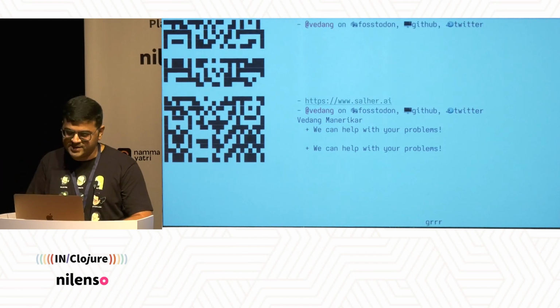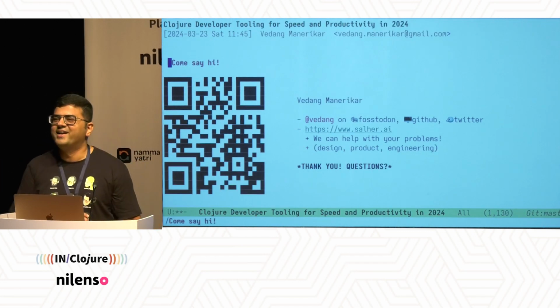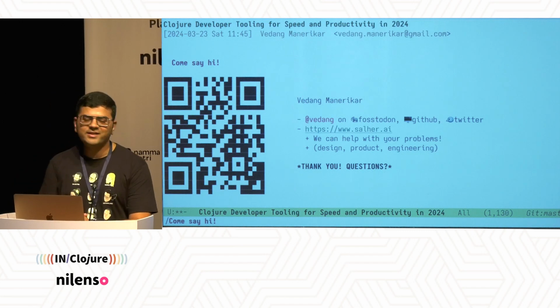Oops, that's my Emacs saying I'm not paying attention to it. Sorry. It's a built-in thing in Emacs called zone.